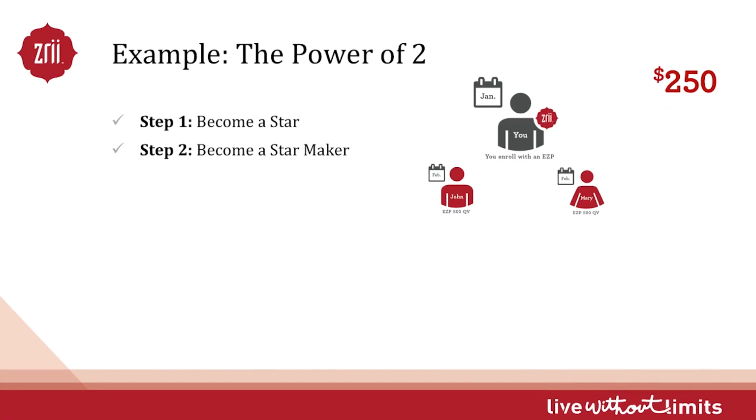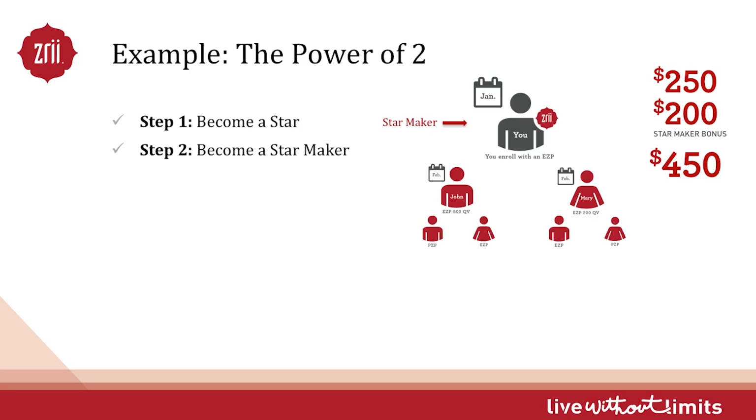Step 2 is to become a star maker. And in order to become a star maker, you have to help John and Mary each become stars. In other words, they need to each enroll personally 2 new independent executives at the EZP level or greater. When John and Mary each become stars within 12 months of each other, you become a star maker, and you earn the $200 star maker bonus. This brings your grand total earnings now to $450 so far.